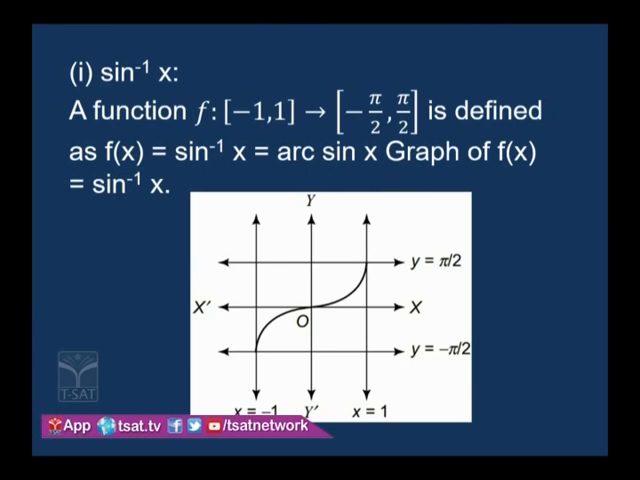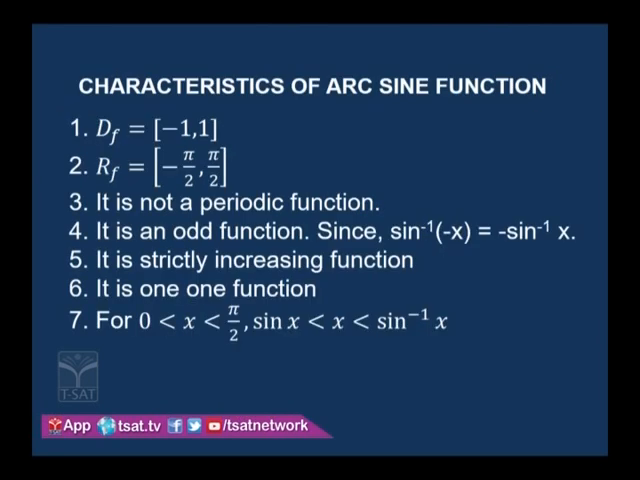Then we can define the inverse function, that is sin inverse x. A function f from -1 to 1 to -π/2 to π/2 is defined, f of x is equal to sin inverse x. The graph is as shown here. The graph lies between -π/2 to π/2, that means the range is -π/2 to π/2, and the domain is -1 to 1.